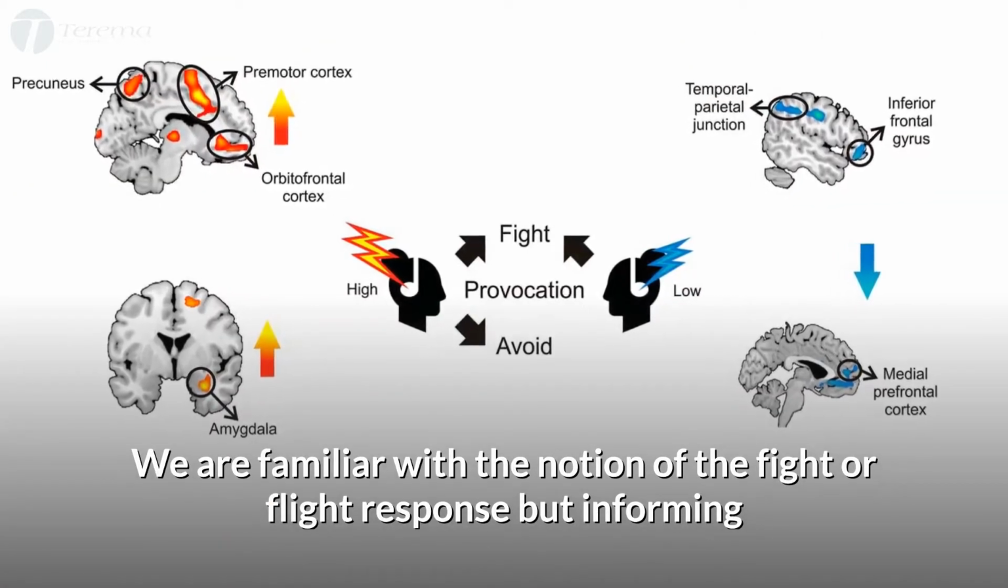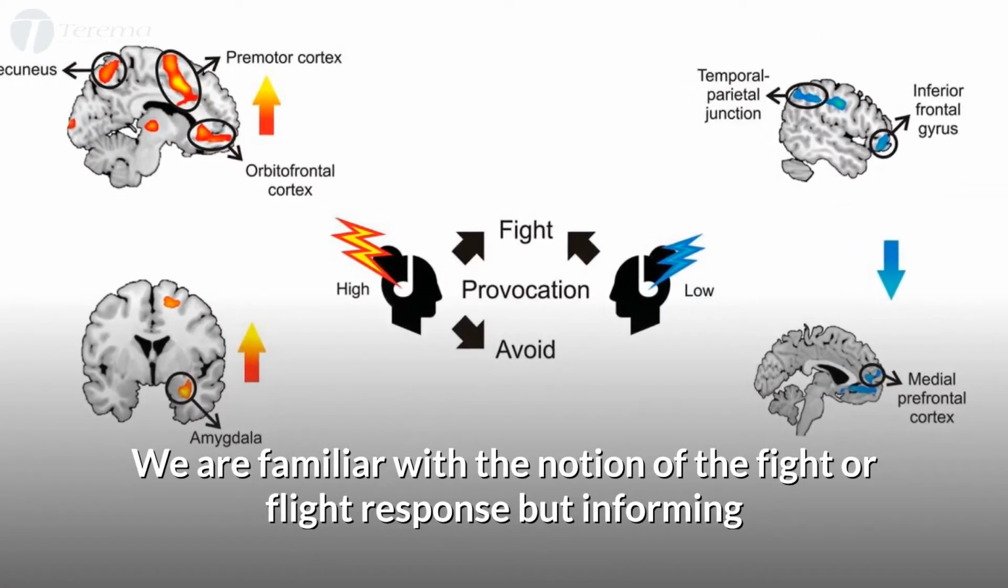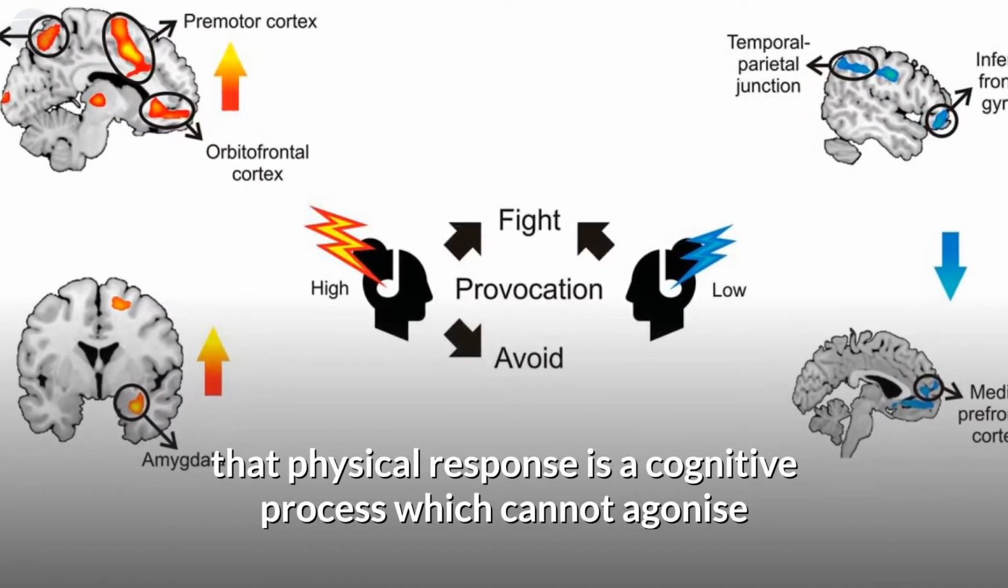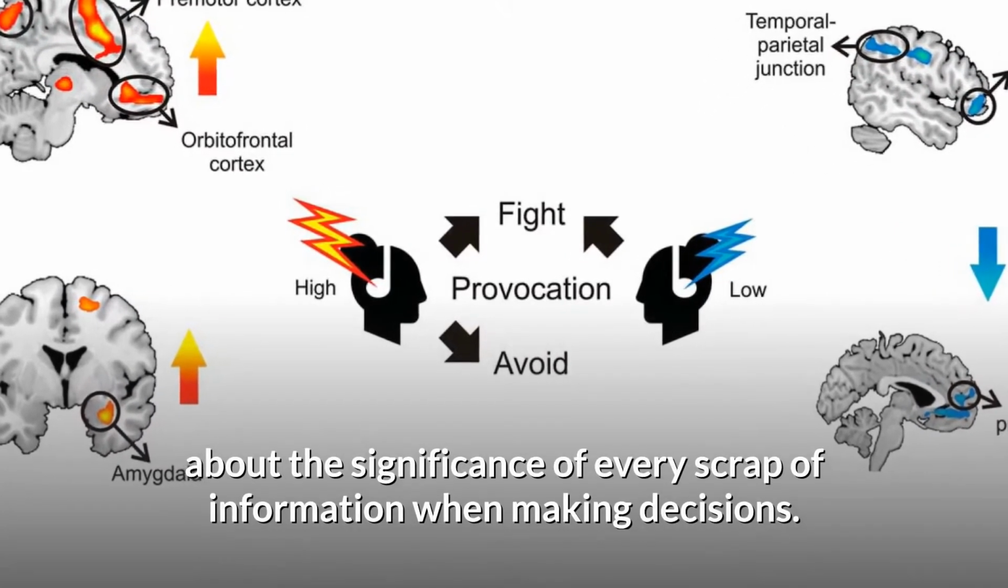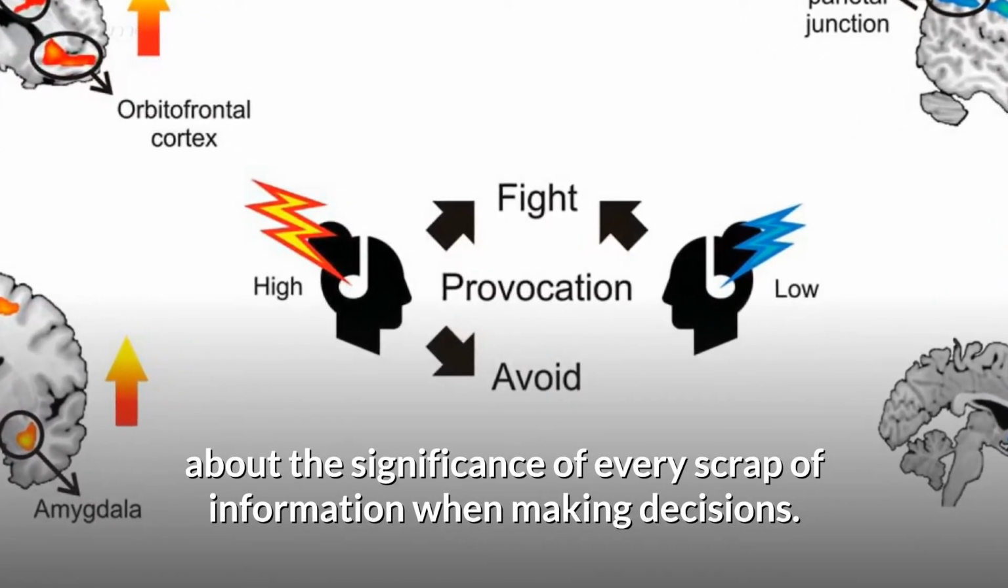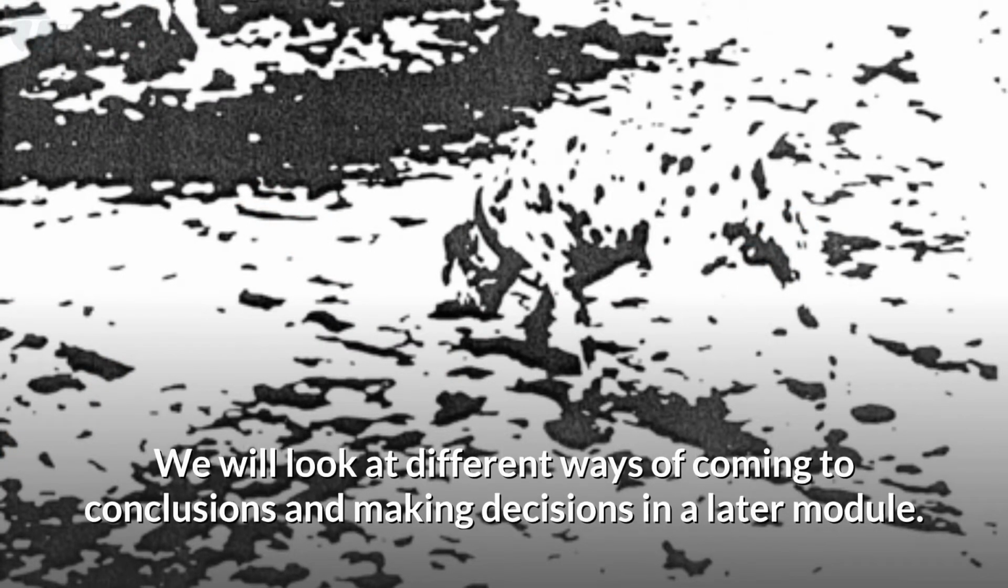We're familiar with the notion of the flight or fight response, but informing that physical response is a cognitive process which cannot agonize about the significance of every scrap of information when taking decisions. High-speed decision-making needs patterns and shortcuts. We will look at different ways of coming to conclusions and making decisions in a later module.